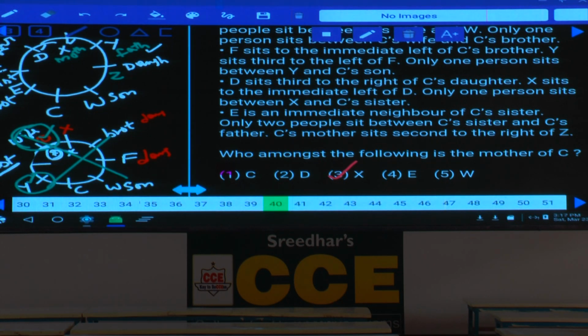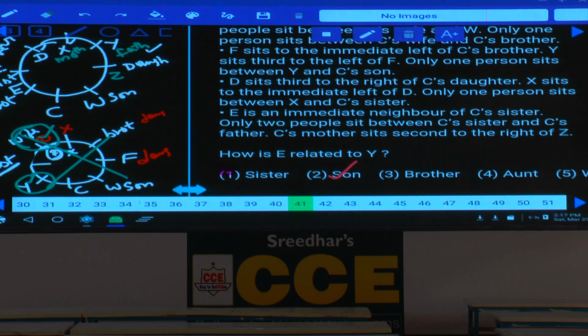That means C and E are brothers or siblings to each other. And C and E are the children of whom? Children of Y. Hence this C. And how is E related to Y? E is the son of this Y. C and E are the children of this Y. And E is a male, hence E is the son of this Y.